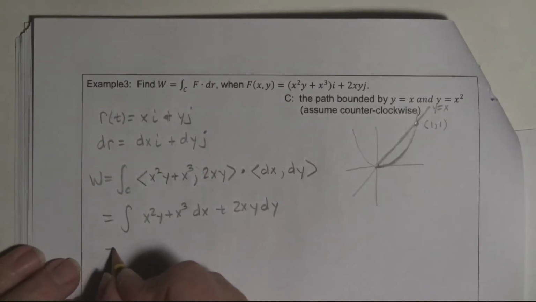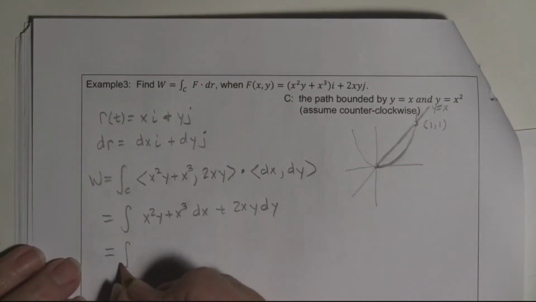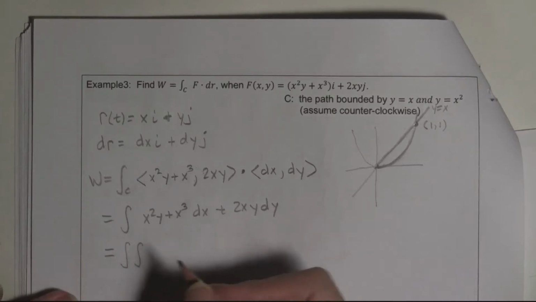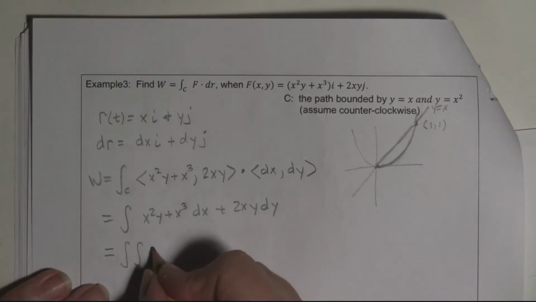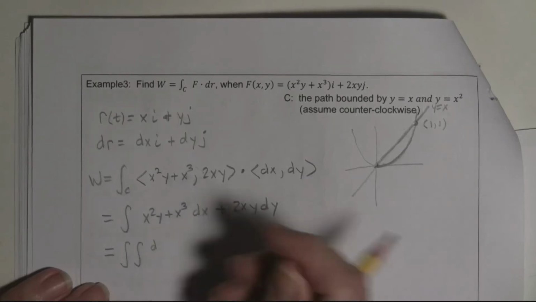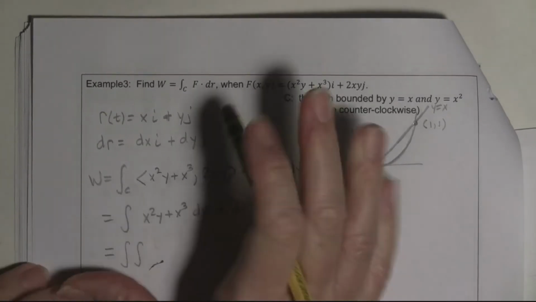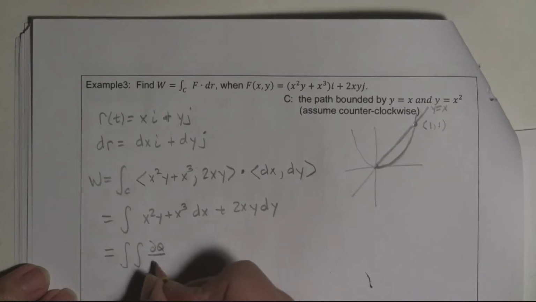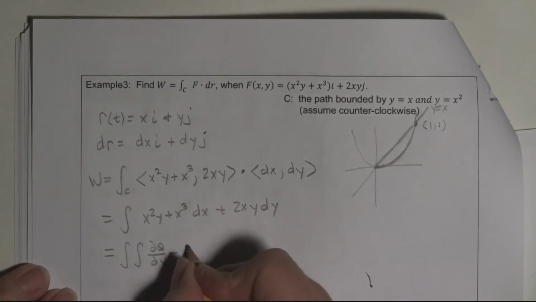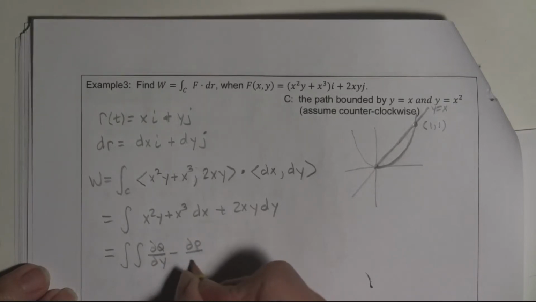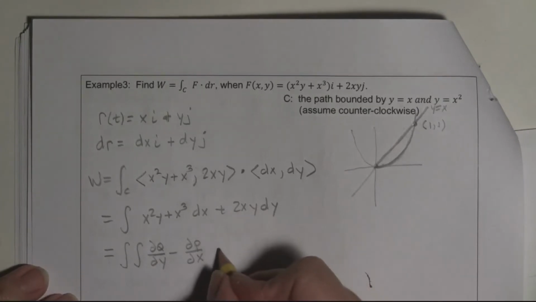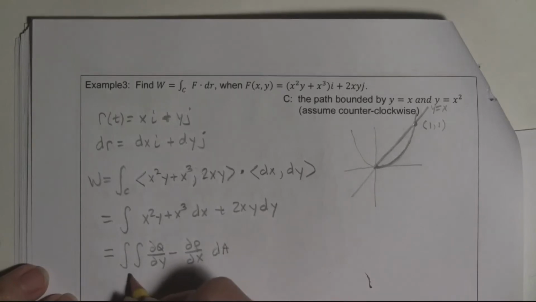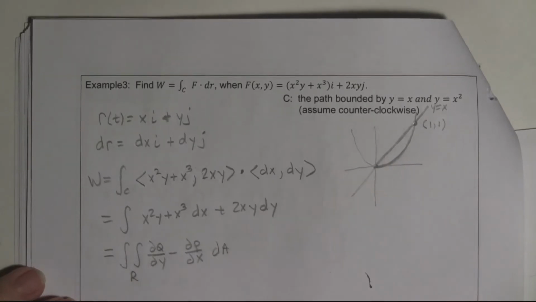So this is equal to the double integral according to Green's theorem, right? Should I write this out? That's the partial of Q with respect to x minus the partial of P with respect to y dA over the region right there.